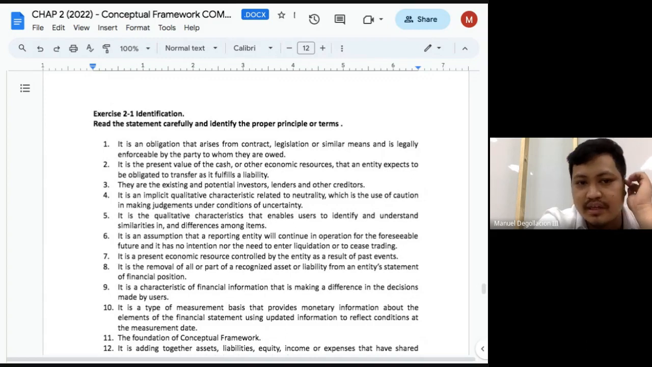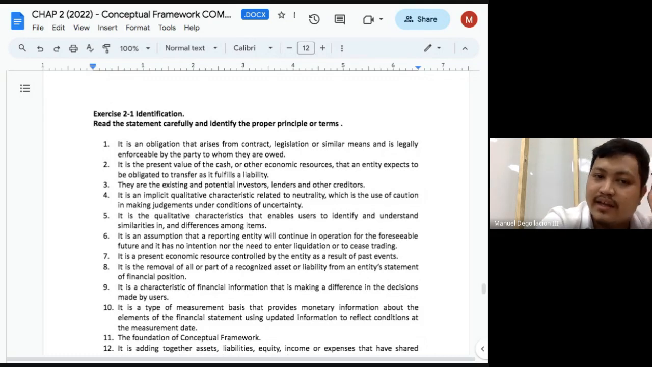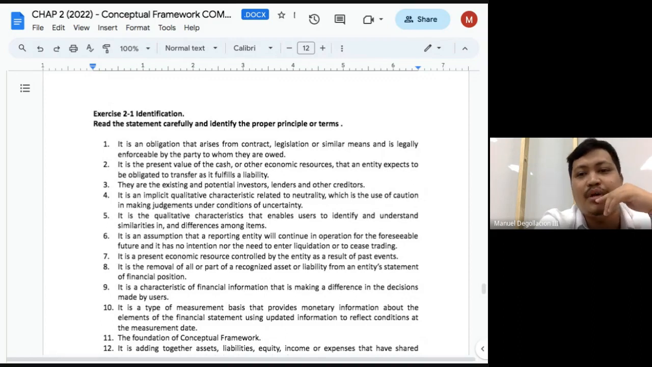Number two, it is the present value of the cash or other economic resources that an entity expects to be obligated to transfer as it fulfills a liability. Again, we have a technical term for this one, and what is being described in number two is your fulfillment value. So number two is fulfillment value.